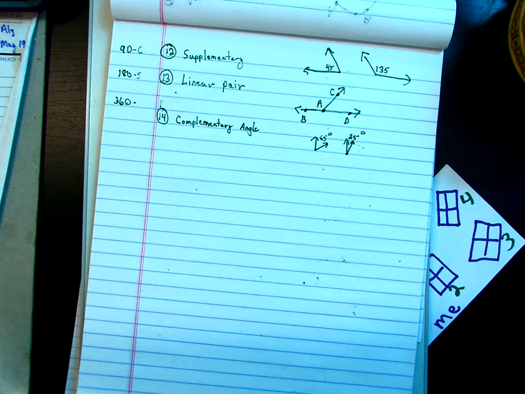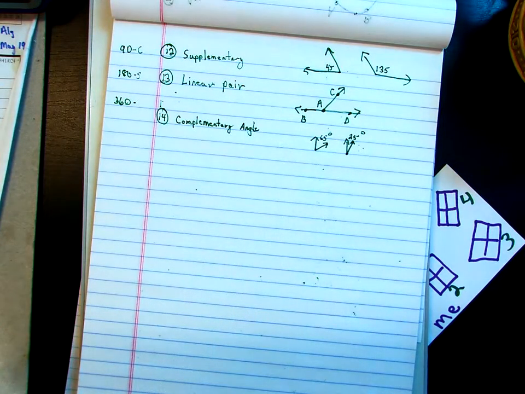Okay, so this would be complementary angles, right? 65 and 25. What do they add up to? 90, correct.